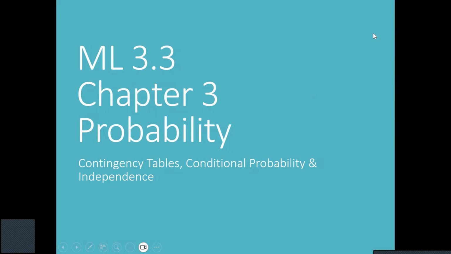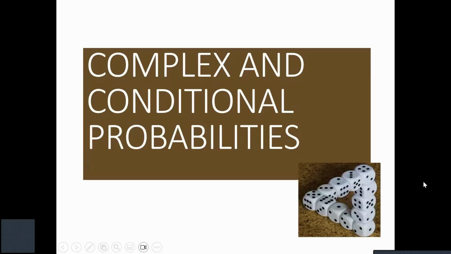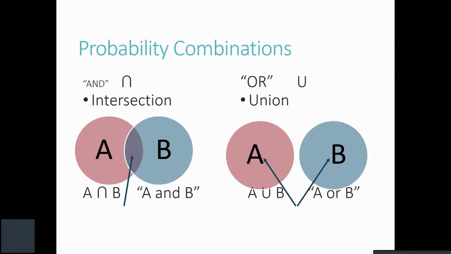Okay, so we've talked about tables a bit and getting frequency from relative frequency from the tables to get probability. So that's great for one variable. Now let's talk about two variables and contingency tables. This will help us get at something very useful called conditional probability. So this section is complex and conditional probabilities.